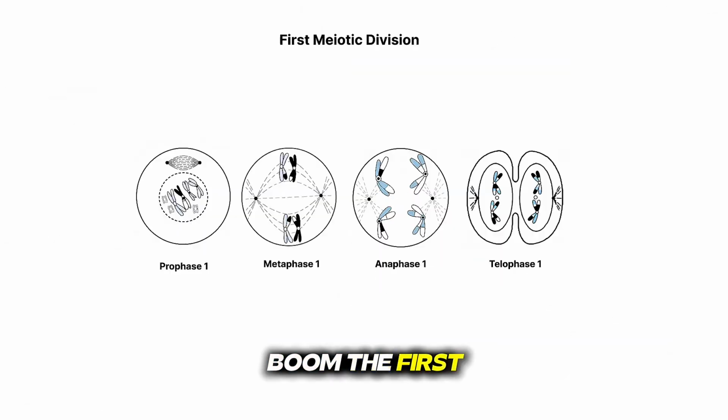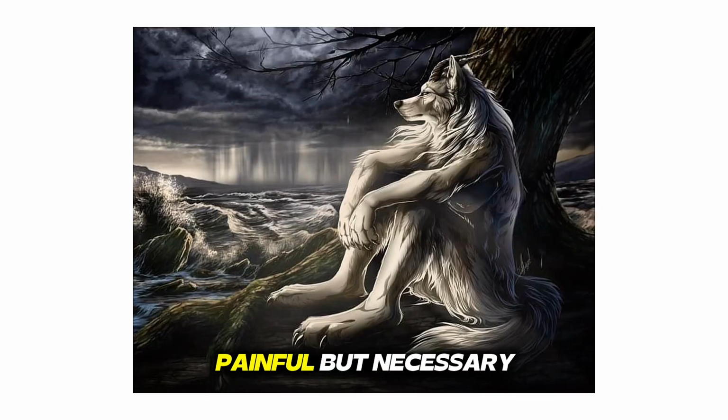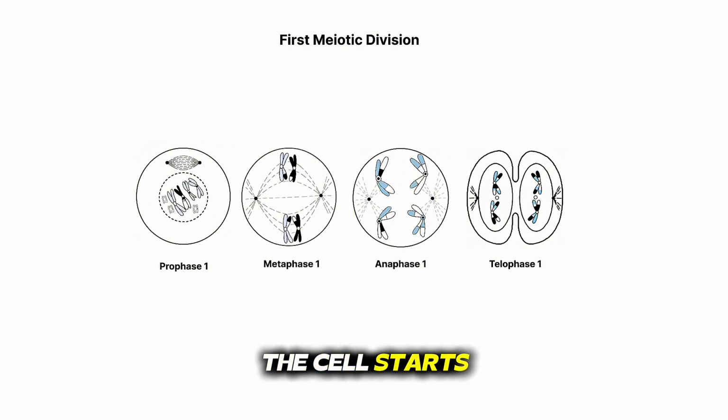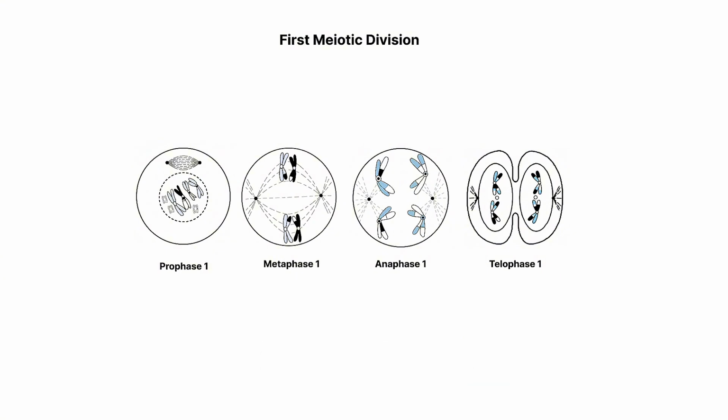Boom. The first meiotic division, the crossover episode. So here's where the action begins. The first meiotic division is all about reducing the chromosome number by half. It's like downsizing your stuff before moving into a smaller apartment. Painful but necessary. The cell starts with a full set of chromosomes and ends up with 2 half-loaded cells, each still carrying unique DNA. Let's break it down stage by stage.